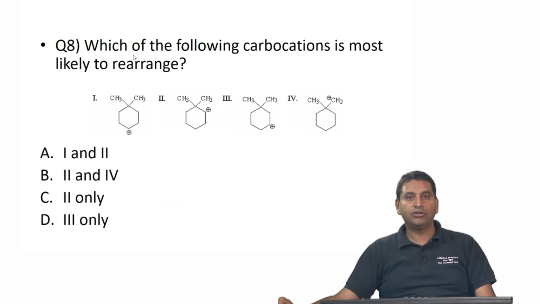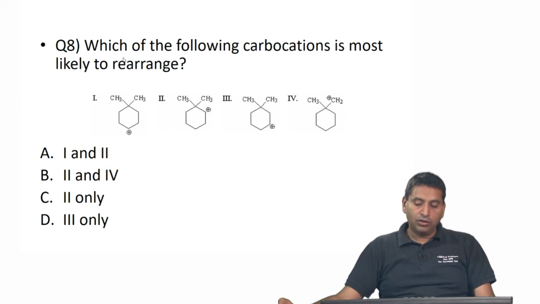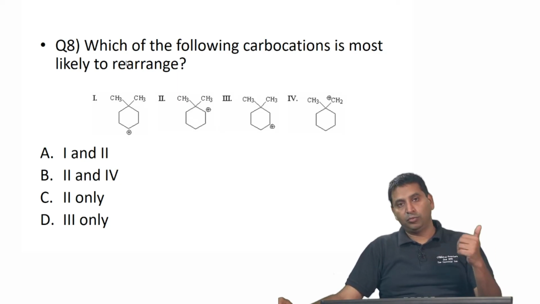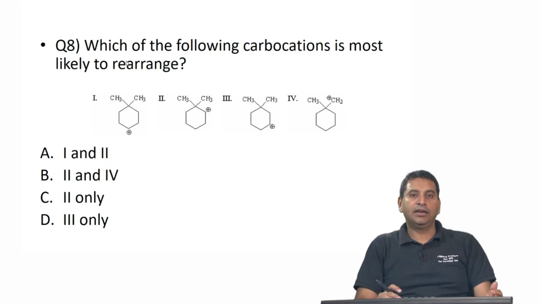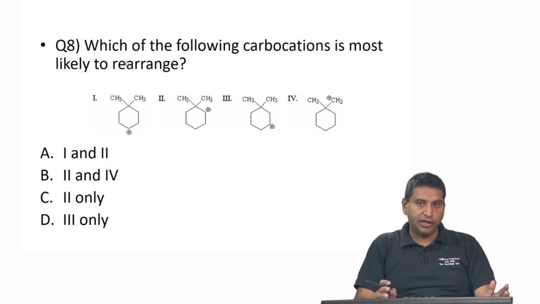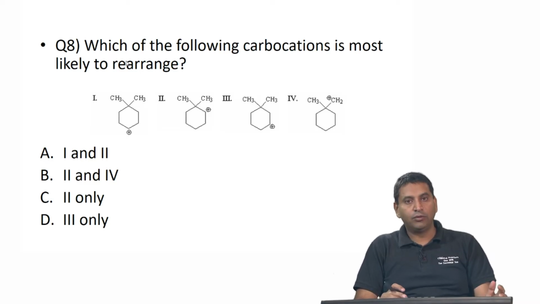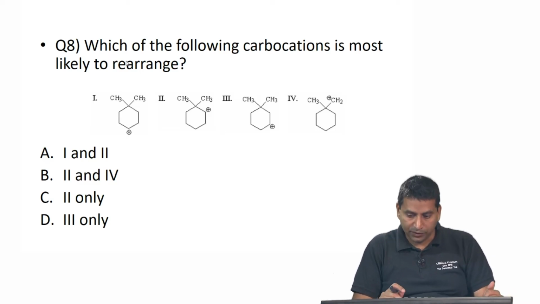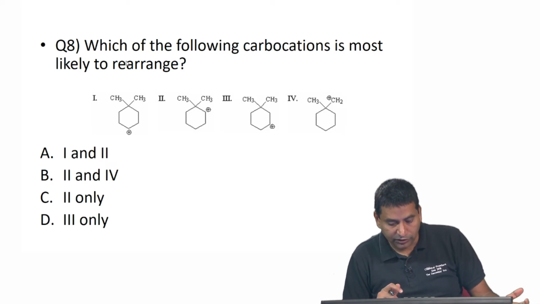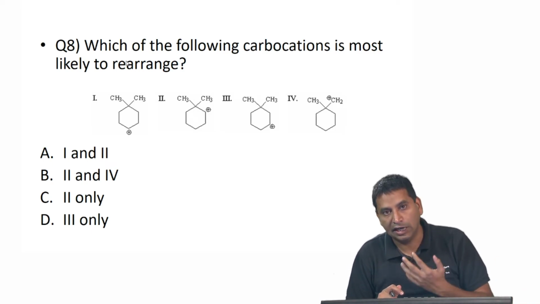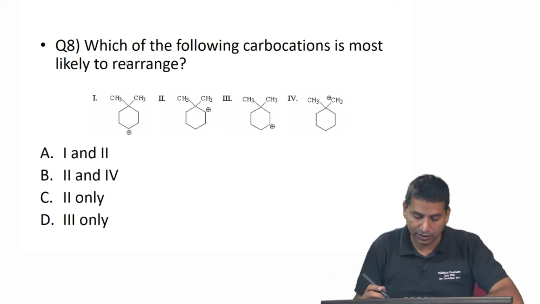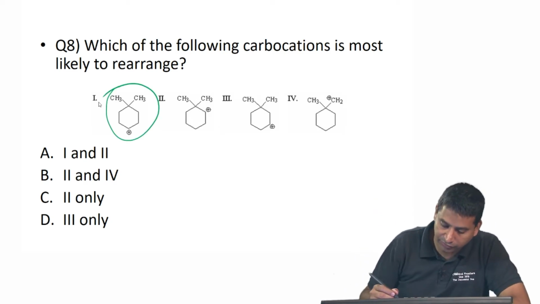The next question is, which of these carbocations is most likely to rearrange? Okay. So, the rearrangement is a process by which a particular carbocation, which is to begin with a little bit less stable, and if a possibility of a hydride shift or a methide shift can occur, then it can rearrange and give you a more stable carbocation. Okay. So, in order to see this, let us first see what are the ones that are neighboring carbon. Let us take first structure here.